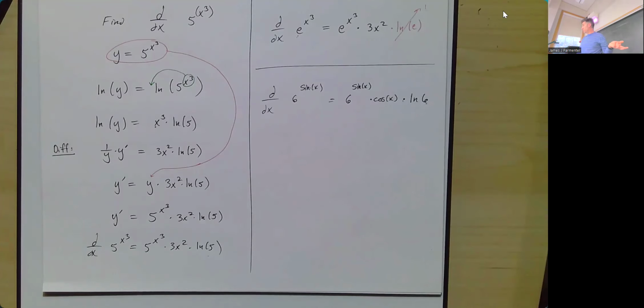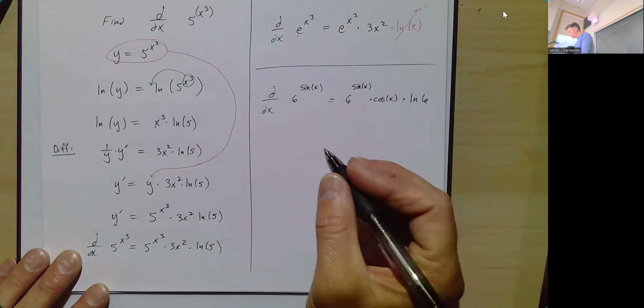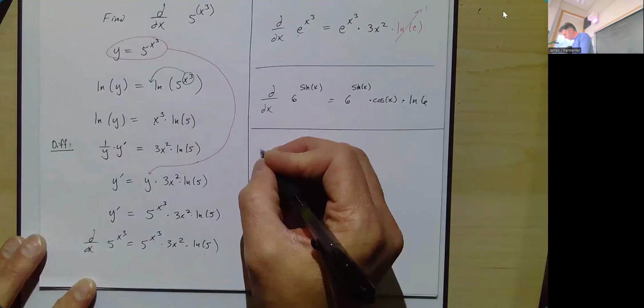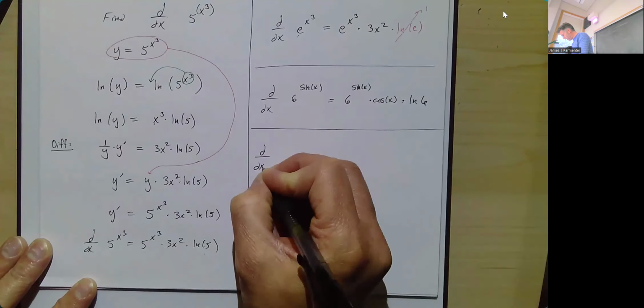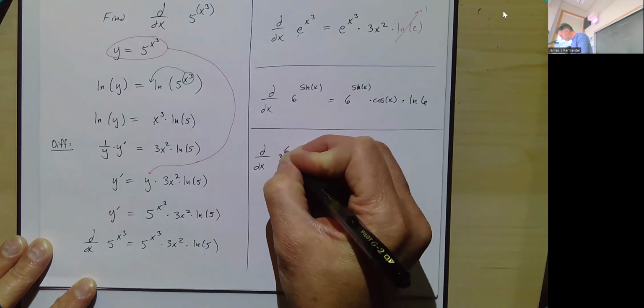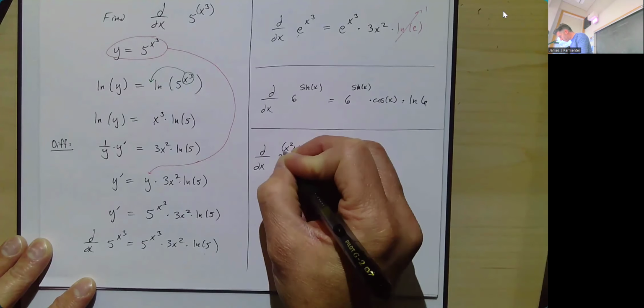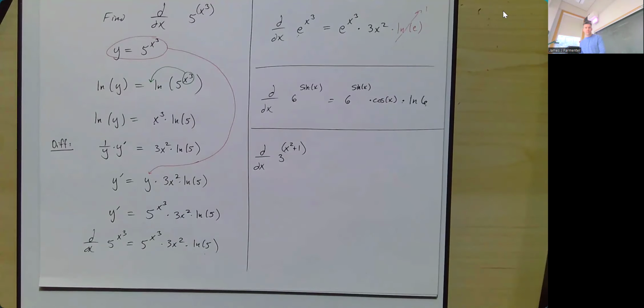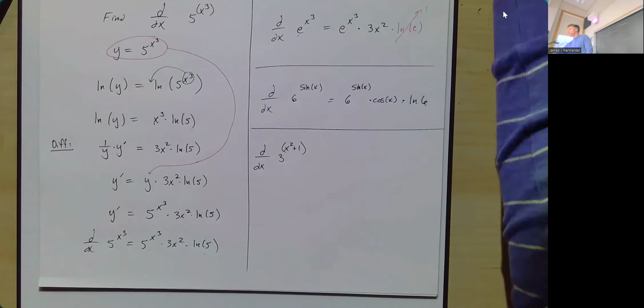It's kind of cool. So why don't you all try this one on your own? Find the derivative of 3 to the x squared plus 1. Without doing all this logarithmic differentiation, just write the answer.